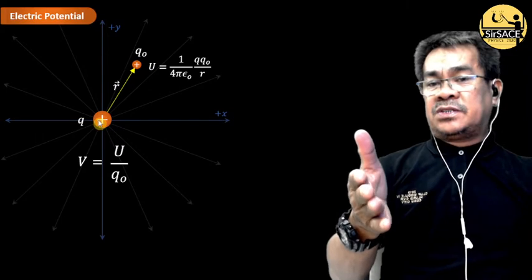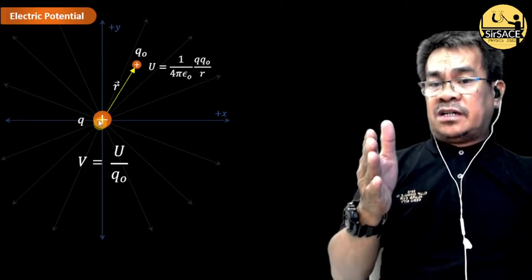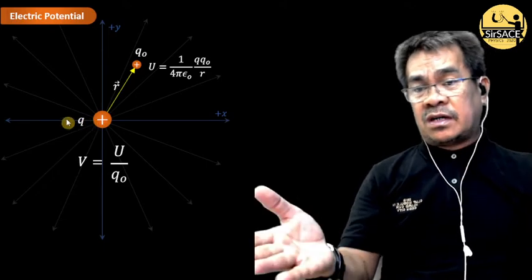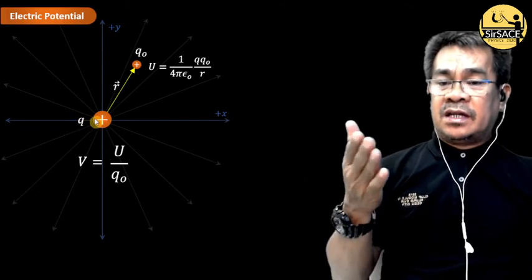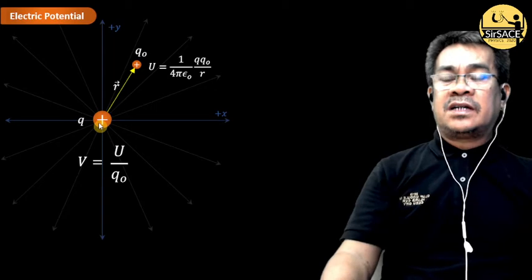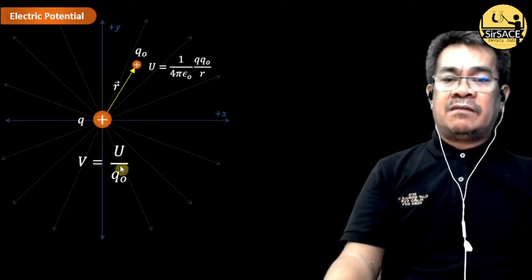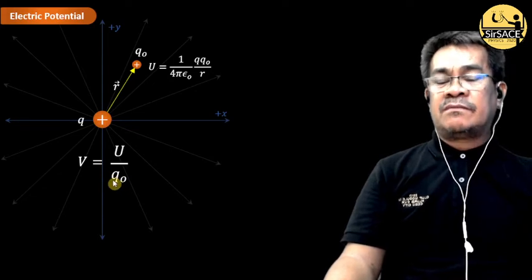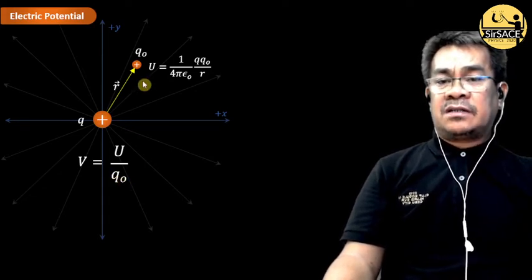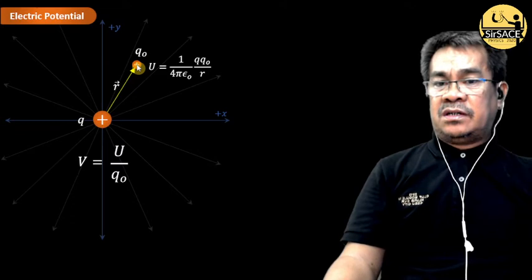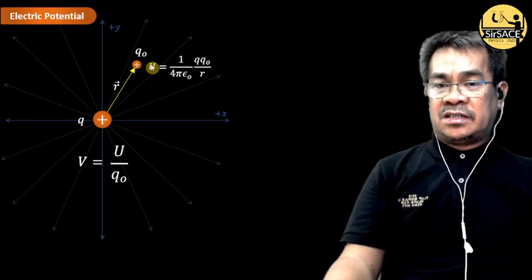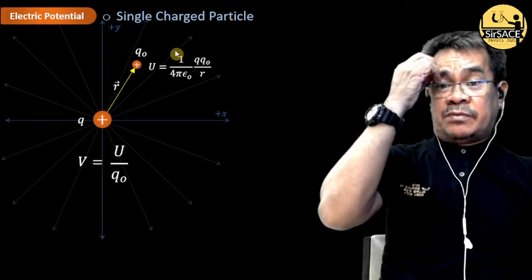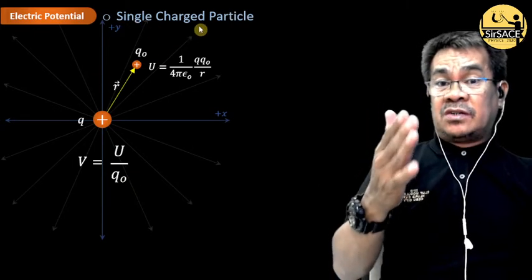Now, if you take the energy at this point divided by the charge, then you are looking for the electric potential at that point. So be careful in dividing the two interacting charges. Since we use U, Q naught, it should be the potential at that point and its energy also. So this is the electric potential due to a single point charge.